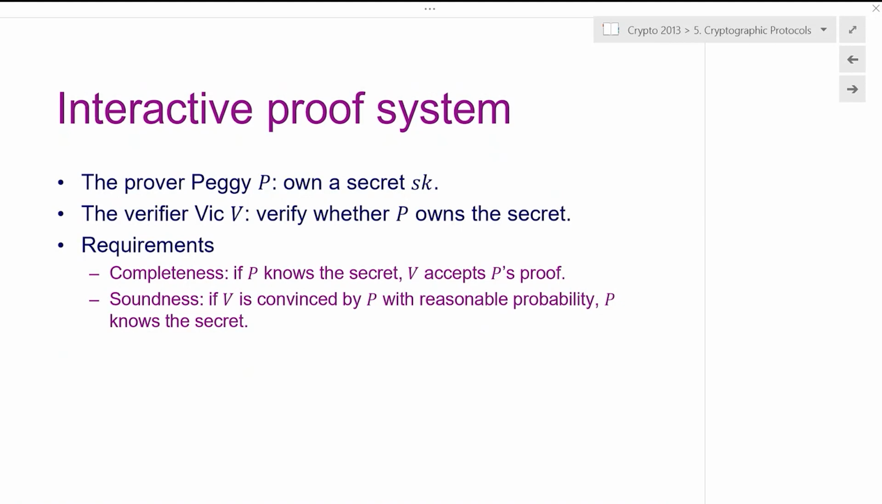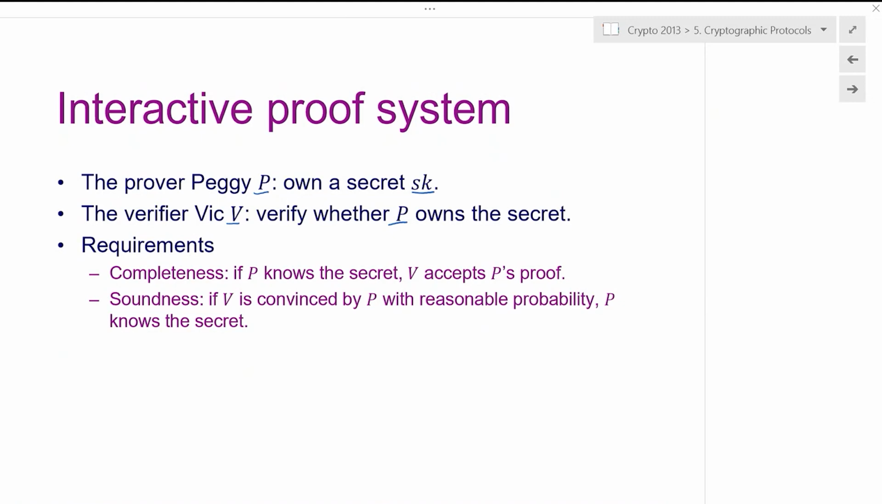We always have a prover that we call Peggy or P, and this prover has some secret knowledge, call it the secret key, SK. And then we always also have a verifier that we call V, that wants to verify whether the prover P owns that secret key. For example, the prover P can be a user Alice, and the verifier V could be gmail.com.